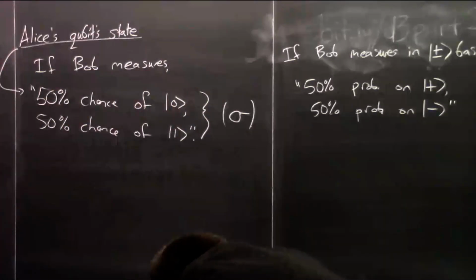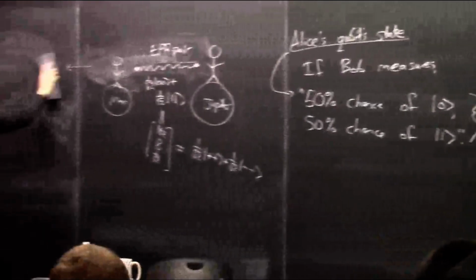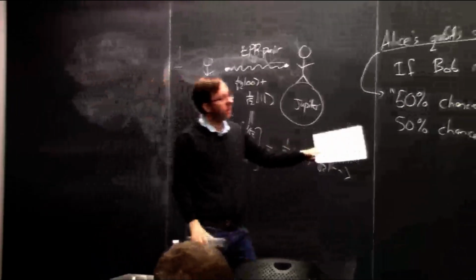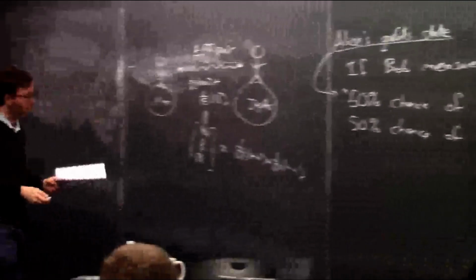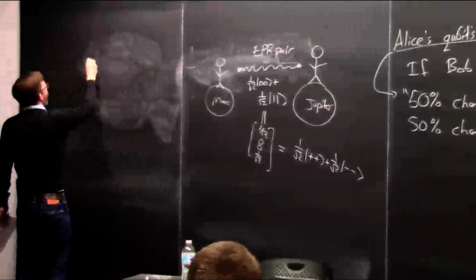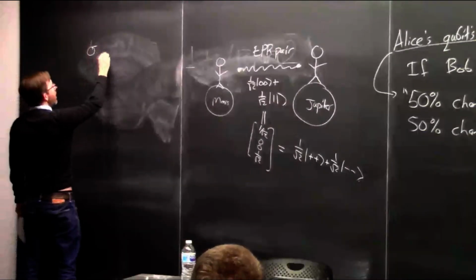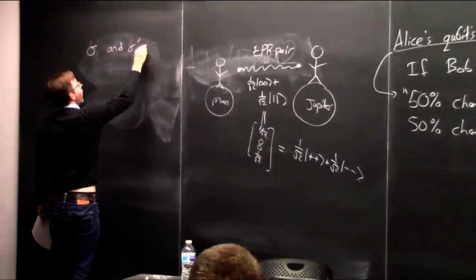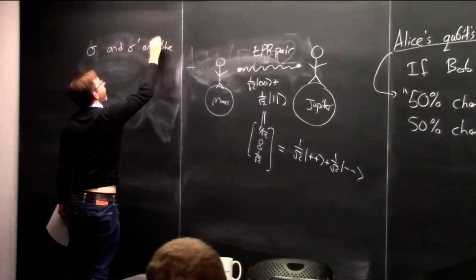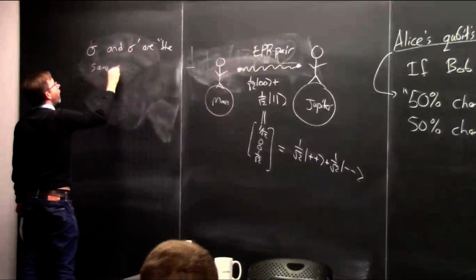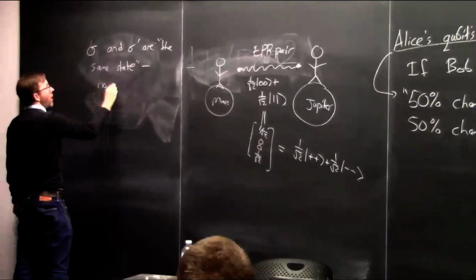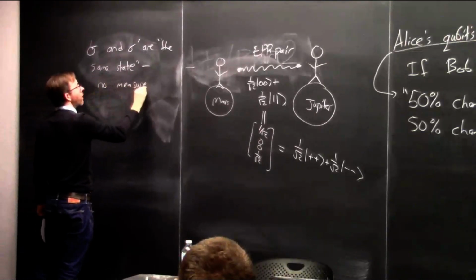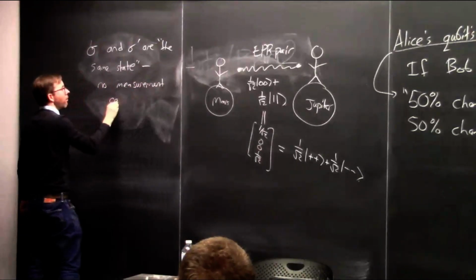And what does it mean that they're the same state? Well, it simply means that there's no physical experiment you can do that can tell the difference between a single qubit being in state sigma or a single qubit being in state sigma prime. So as we'll see, sigma and sigma prime are the same state. As I said, what I mean here is that no measurements of any sort can distinguish them.